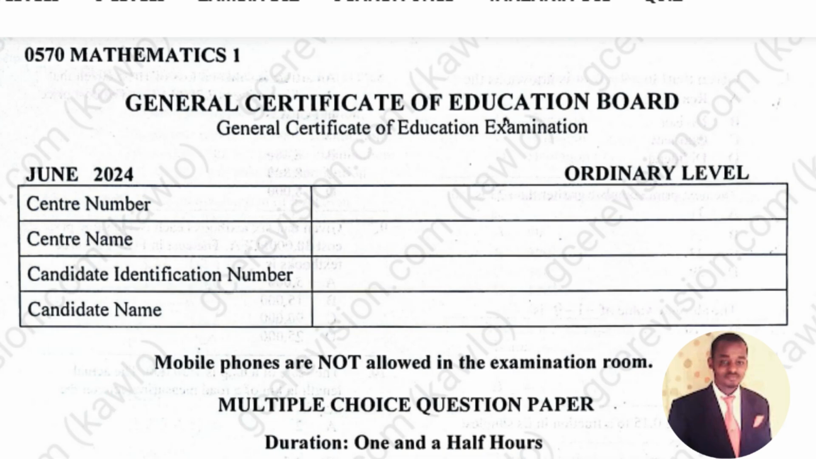When you get your GCE paper, make sure that you put your center number, center name, identity number, and candidate name.